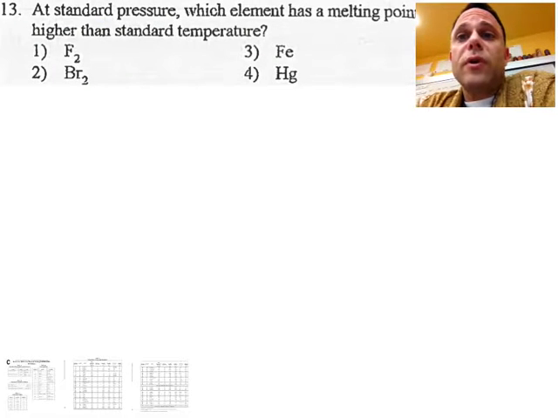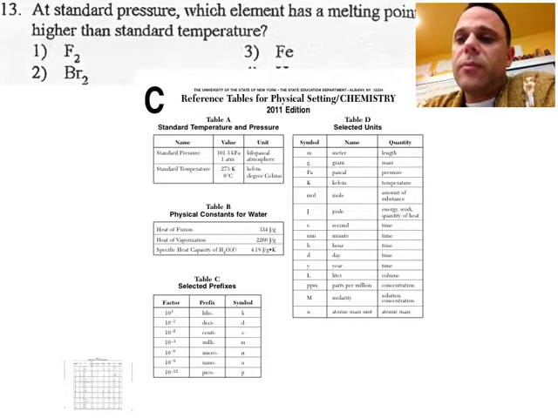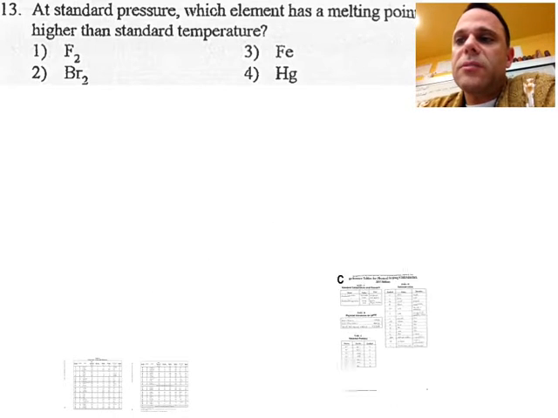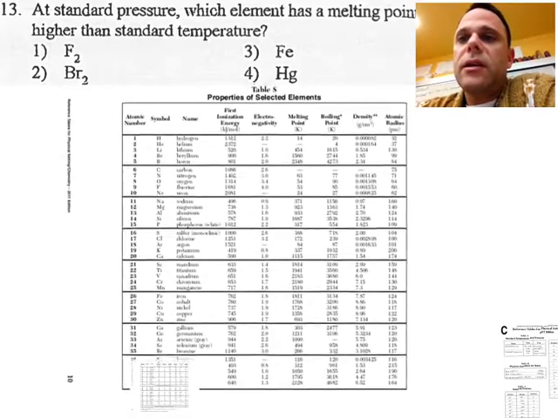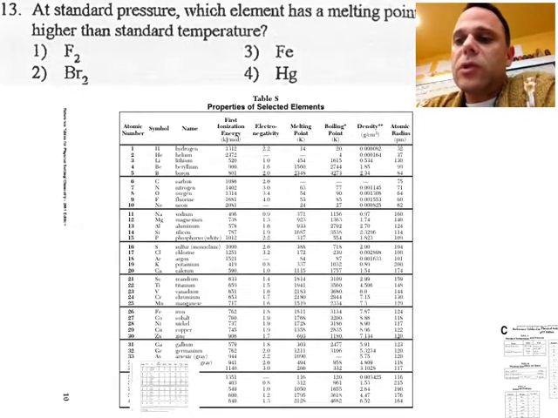Alright, this one is straightforward. At standard pressure, which element has a melting point higher than standard temperature? What is standard temperature? Standard temperature is either 273 Kelvin or 0 degrees Celsius. So which of these substances relates? We would go to Table S and investigate, because on Table S we have boiling point, melting point, electronegativity, and so forth. We're talking about melting point.